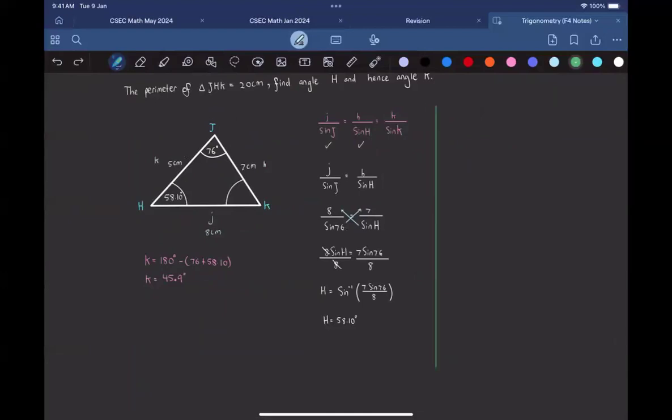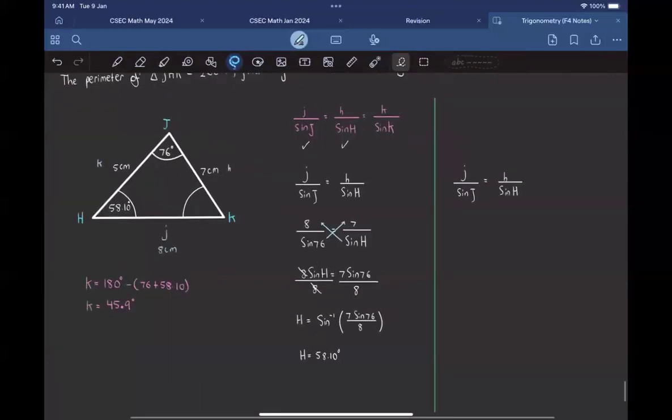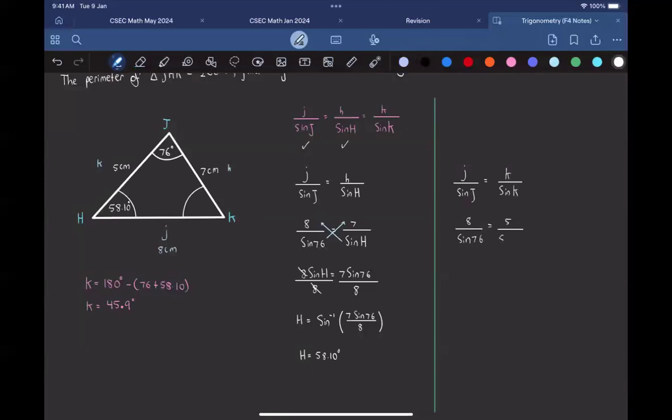Suppose that's an issue. So I'm going to use J, and instead of H now I'm going to use K. So we just say we find angle K first. Since the small j is 8 centimeters, that would be 8 over sine of the angle, which is 76, equal to the side small k, which is 5 centimeters over sine capital K.